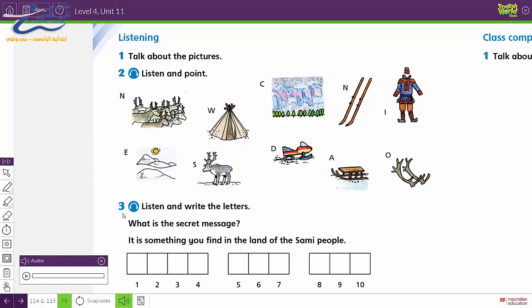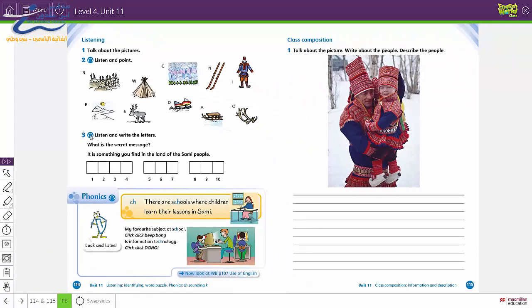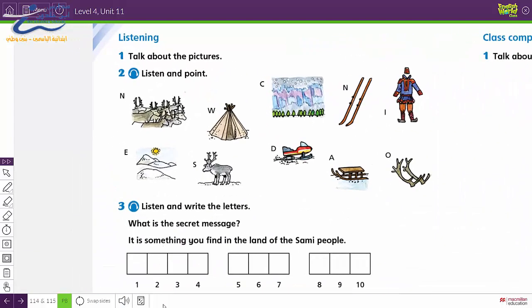Let's move to exercise number 3. Listen and write the letters. What's the secret message? Pupils Book, Unit 11, page 114. Activities 2 and 3.